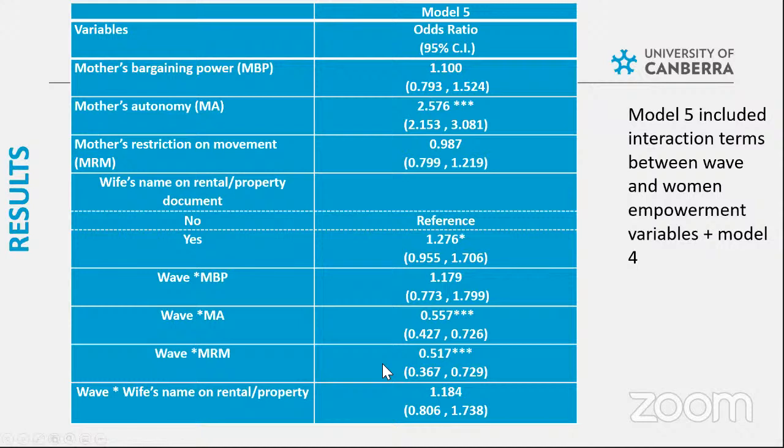Now, restriction on movement had a stronger effect. If you look at this one, it shows us the restriction on movement had a stronger effect in 2012 compared to 2005. Whereas, interestingly, the effect of mother's autonomy in increasing maternal child health care utilization was stronger in 2005 than in 2012. Okay, so that's what our results show us.